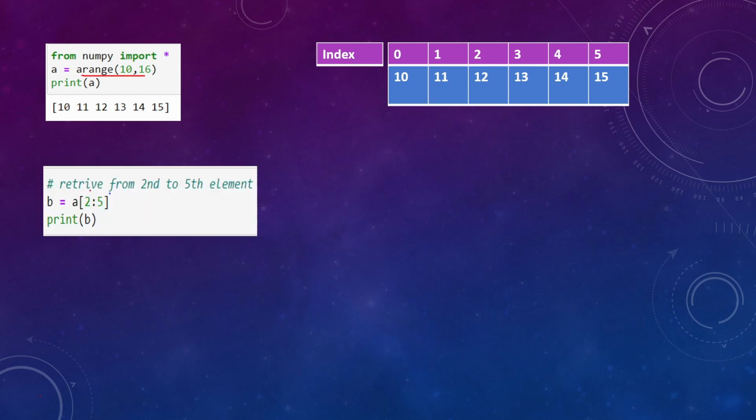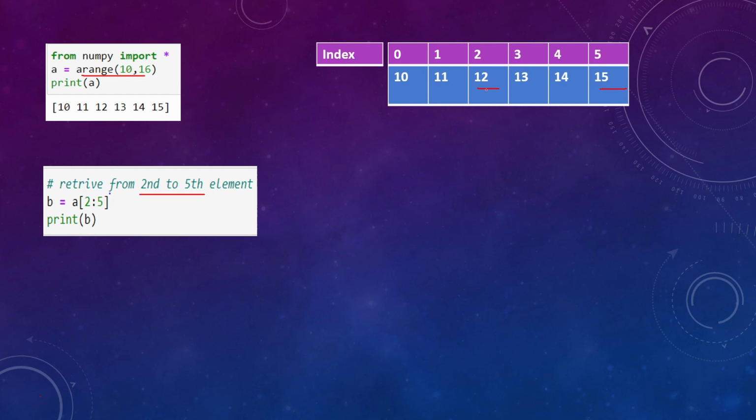Now if we want to retrieve from the second to the fifth element, if you see the array, the second element is 11. But if we are saying the second element to the fifth element, we are talking about indices. So here the element at index 2 is 12 and the element at index 5 is 15.